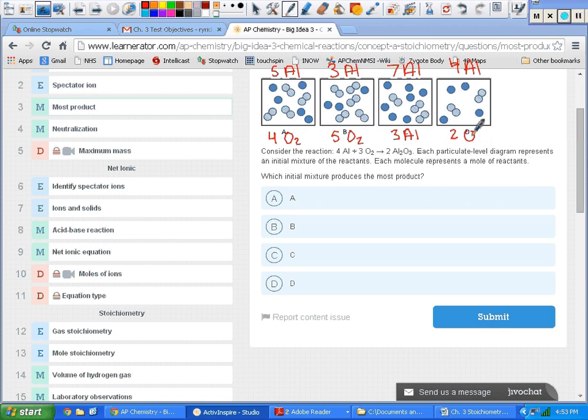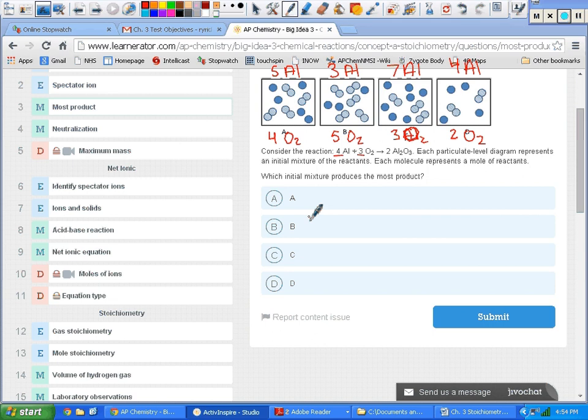All right. So the question is, which initial mixture produces the most product? If we know it's a 4-to-3 ratio, which one can we automatically kick out? 4 to 2. I say the last one. Why? Here's why. If you need 3 oxygens and you only have 2, are you even going to make one of these things? You're not even going to make one of those. So that's got to go away. You with me so far?